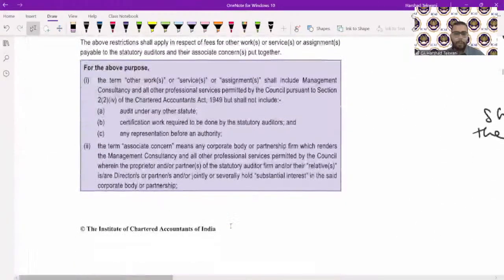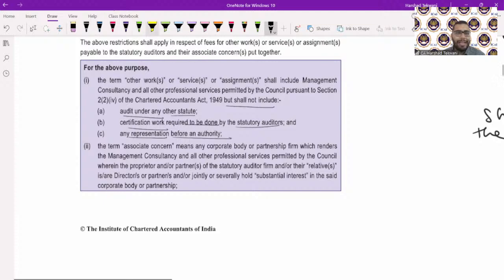Now, when I say other work, what is other work we are talking about? The Council has specified that other work will not include any audit under any other statute, certification work required to be done by the statutory auditor, or any representation before any authority. So these are the 3 points which shall not be included in the term other work. I hope it is clear. Any doubt till now?